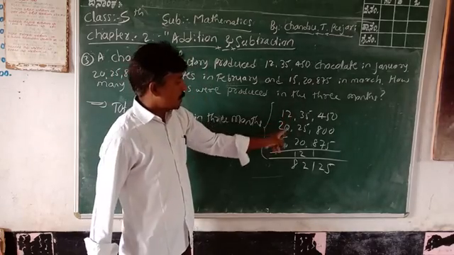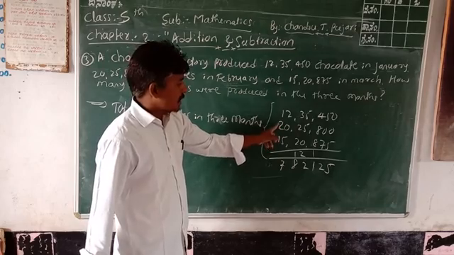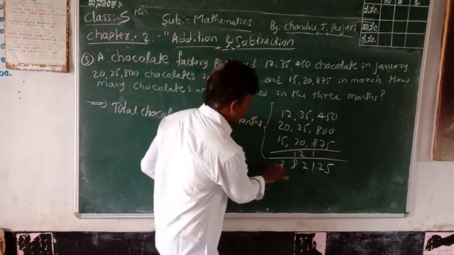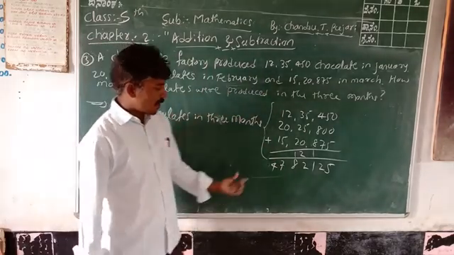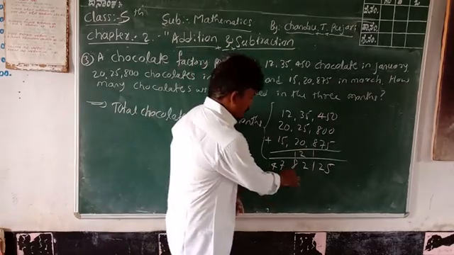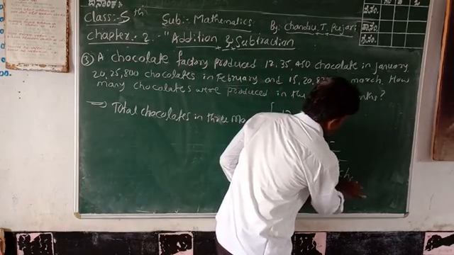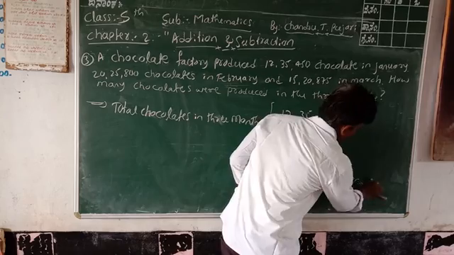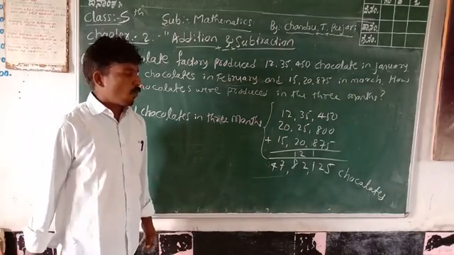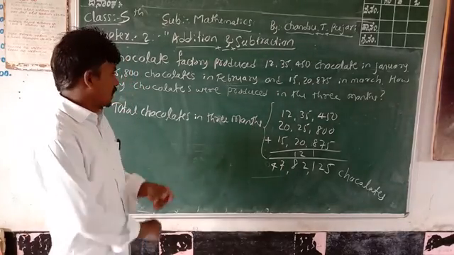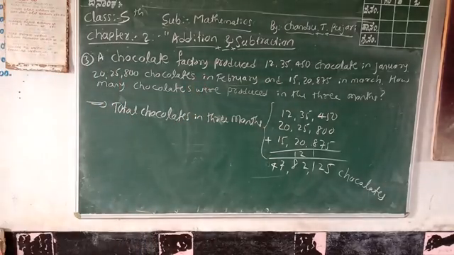Therefore, 2 plus 5 is 7. Next, 3 plus 2 is 5, 5 plus 1 is 6... 3 plus 1 is 4. Therefore, the total number of chocolates in 3 months is 47,82,125 chocolates. Only addition is there. The next, fourth example, that is the last one.